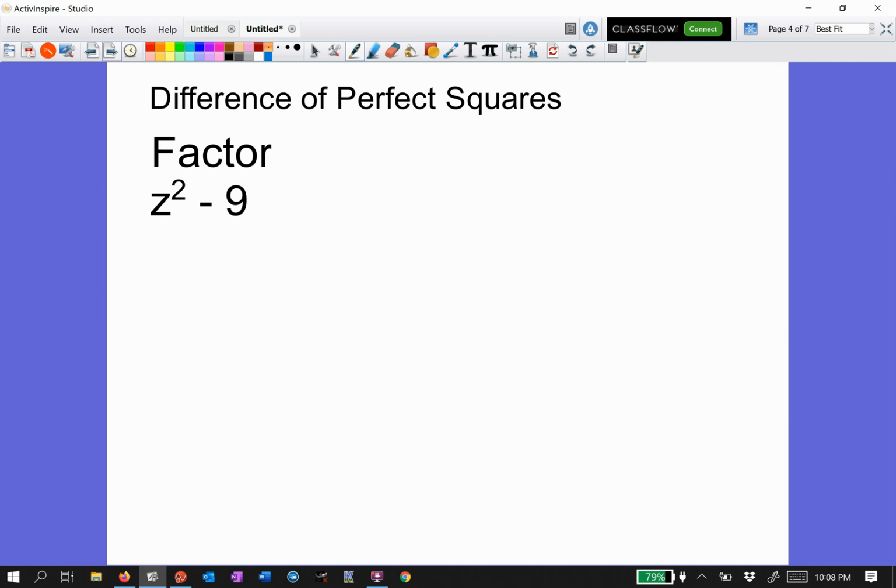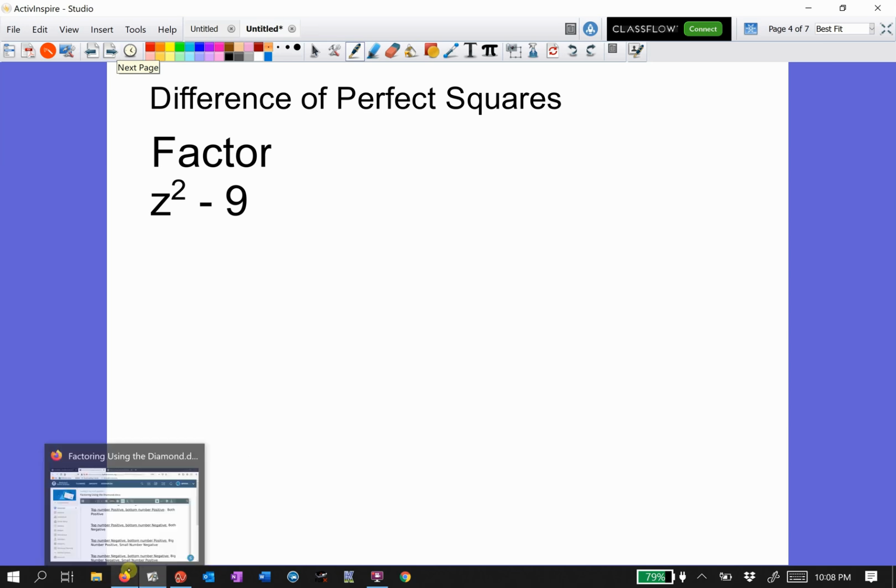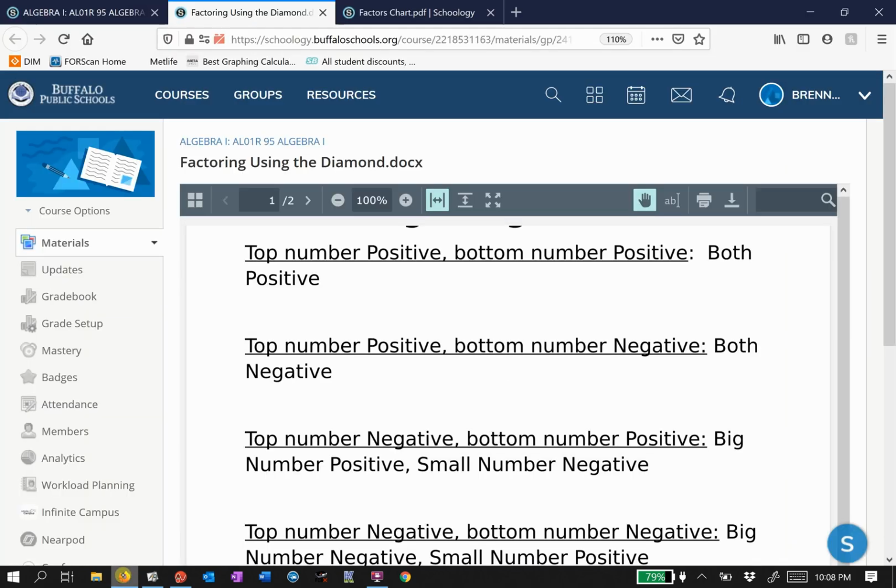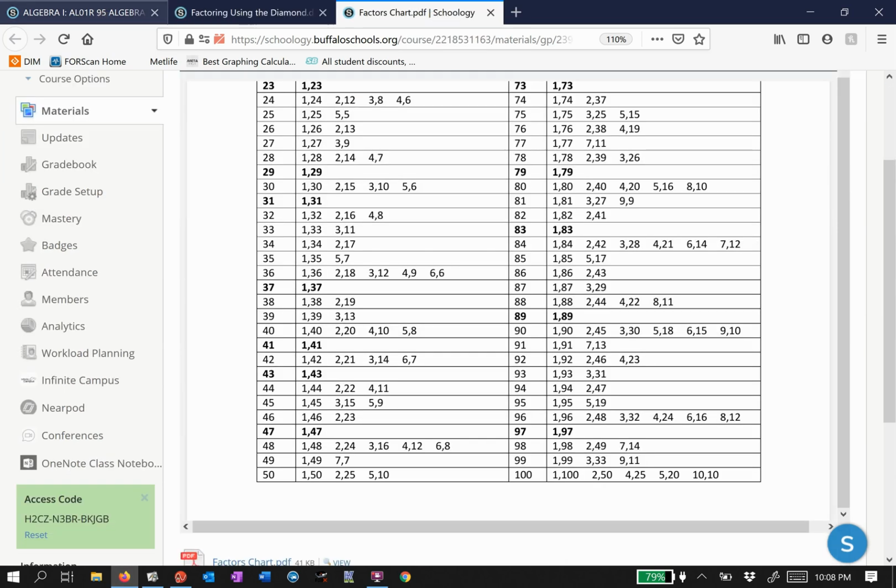Now, there's another problem. We're going to go on to this. Now, difference of perfect squares. So the difference of perfect squares, we're actually going to use one more sheet, and it's actually going to make our lives easier because we're not going to need any of this stuff that we used before. We're not going to need this. We're not going to need the factor sheet.